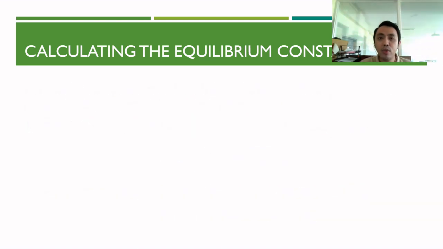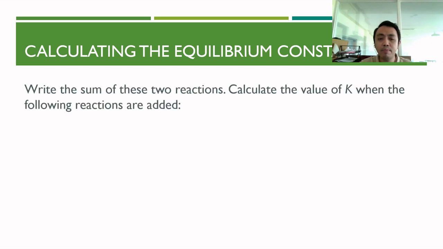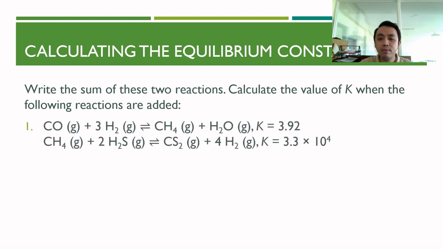As an example of two reactions being added together, let us consider the following problem. We are asked to write the sum of these two reactions and from then calculate the value of K when the following reactions are added. The value of K, we take note, is 3.92 for the first reaction, while for the second reaction, K is equal to 3.3 times 10 to the power of 4. Let us sum up these two equations.